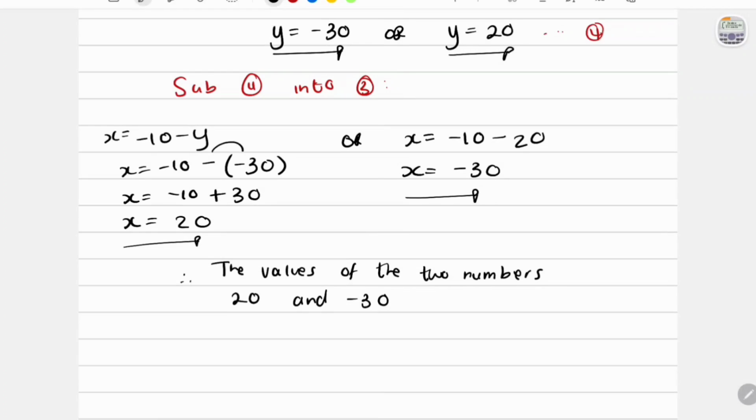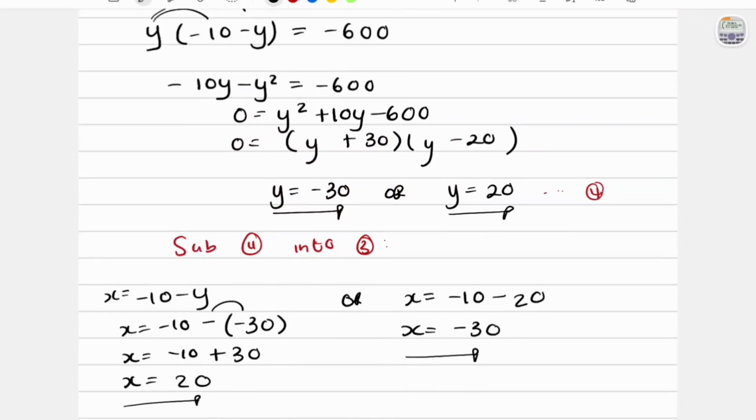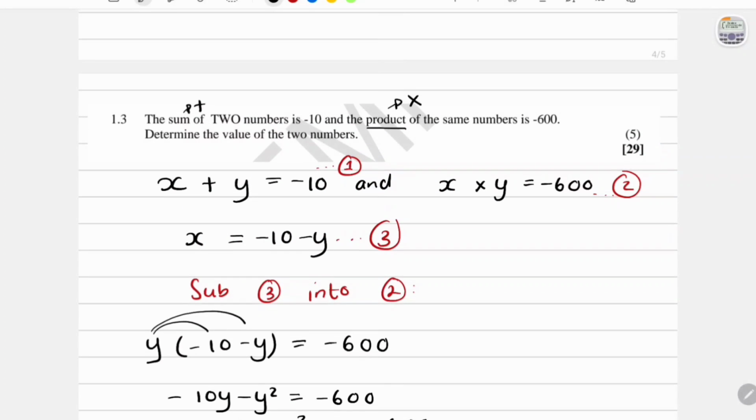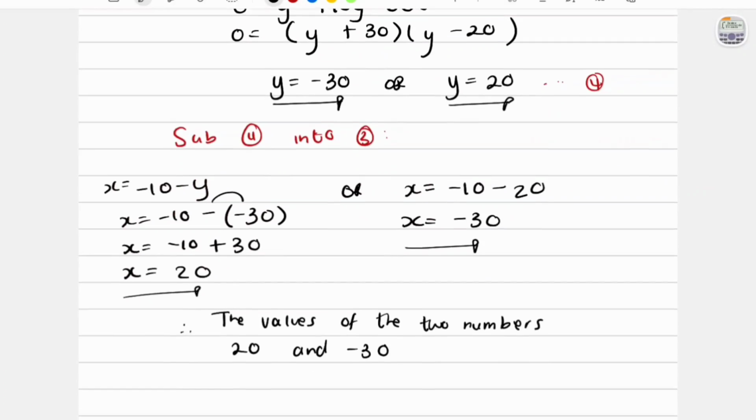Okay, so that is it for question 1. Question 1 is a total of 29 marks. This is a place that you can really score marks. Okay, so that is it for that. And we move on to question 2.